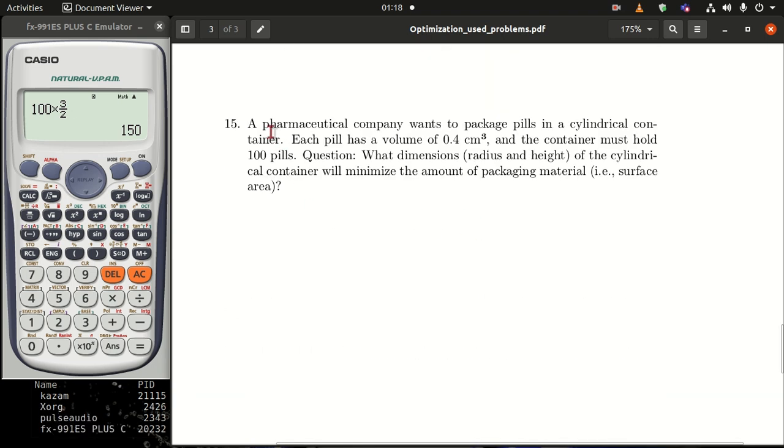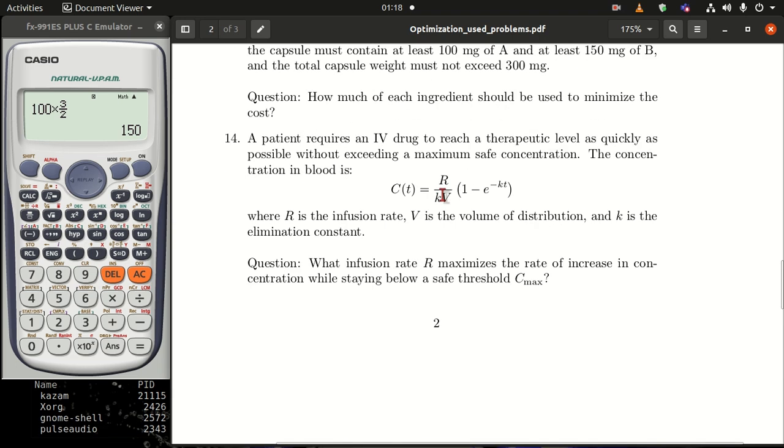And then 15, a pharmaceutical company wants to package pills in a cylindrical container. Each pill has a volume of 0.4 cubic centimeters and the container must hold 100 pills. Question: what dimensions, radius and height, of the cylindrical container will minimize the amount of packaging material? So I want us to start with 14.